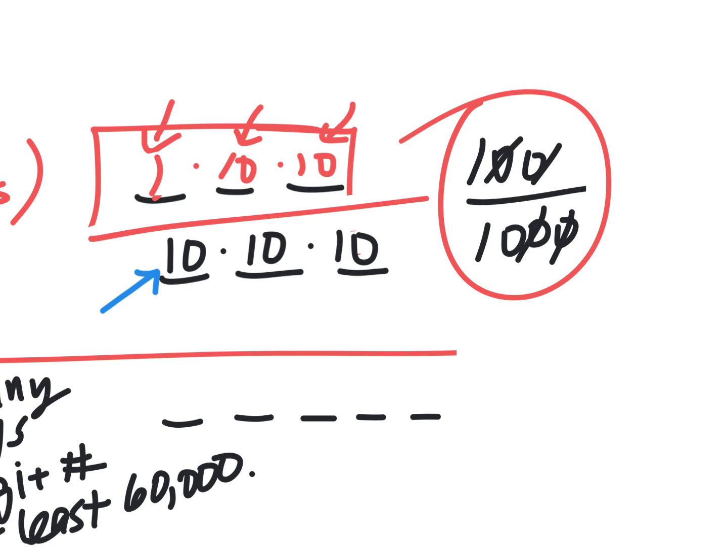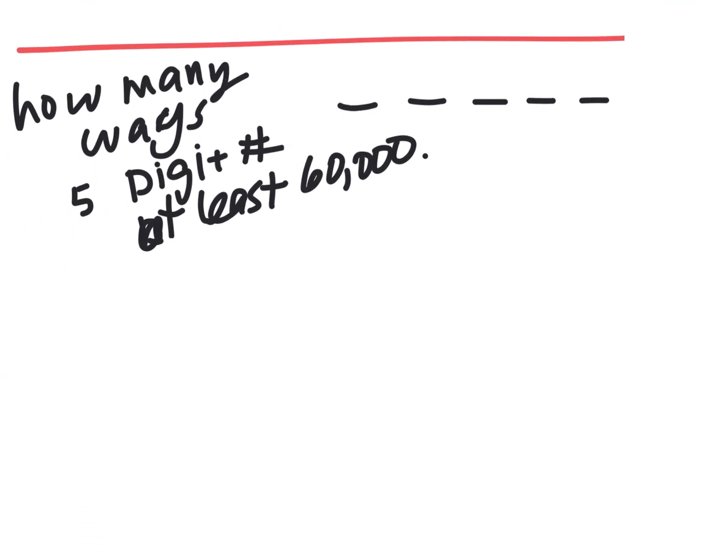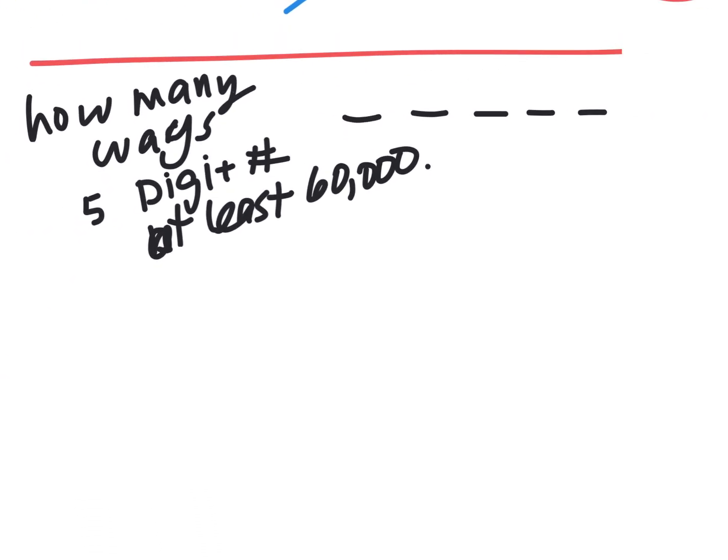Okay. All right. So on to this one. Now that I told you to do blanks and how many choices you have, try this one. If you didn't do it that way before, try it that way now. How many different ways can you make a 5-digit number that is at least 60,000?